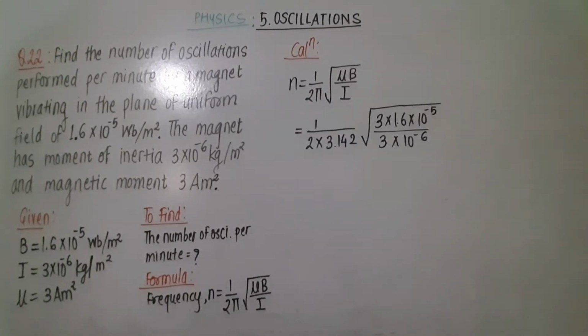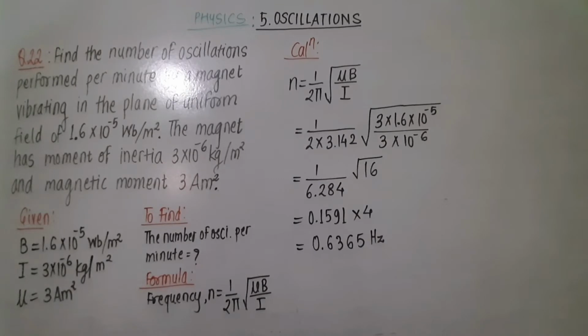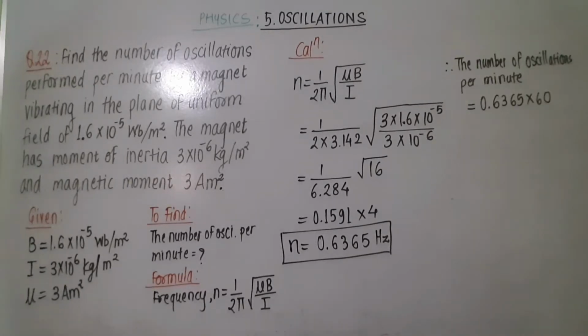Substitute values. Reciprocal of 6.284 is 0.1591. Root 16 is 4. Do multiplication. This is frequency, but we want the number of oscillations per minute. So for 1 minute, multiplying this value by 60, we get, therefore number of oscillations per minute are 38.19.